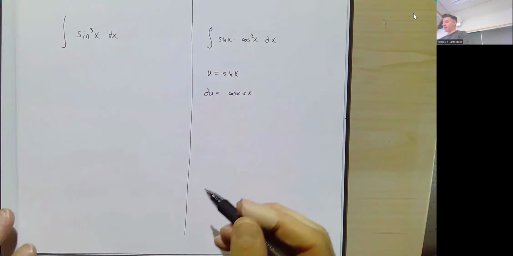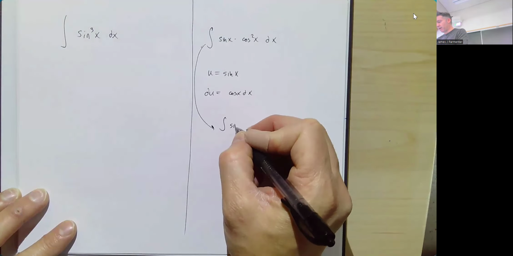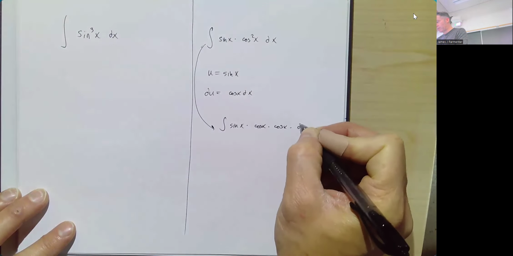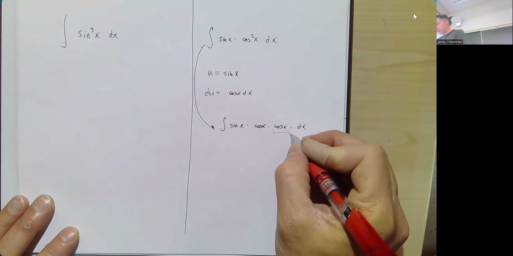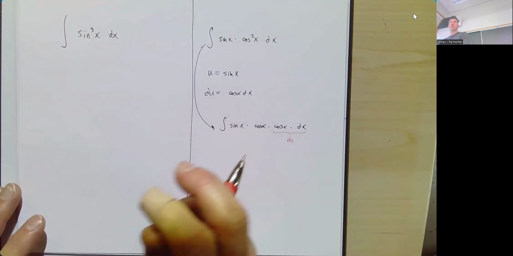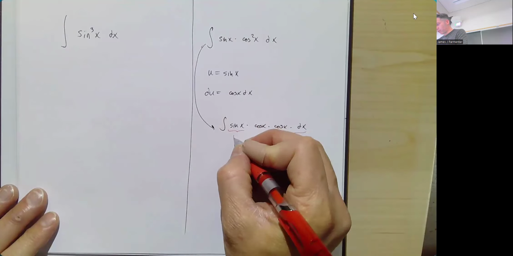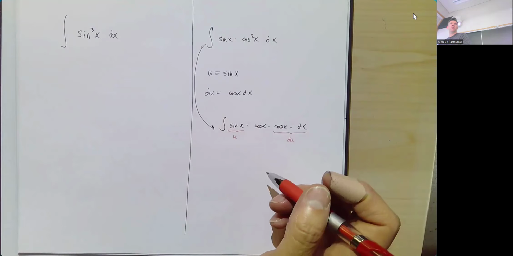And when I try to rewrite this, this is going to become the integral of sine of x times cosine of x times cosine of x times dx. It's cosine squared, it's cosine times cosine. I'm breaking this up so that we can see that one of these cosines gets soaked up by the du. Sine was our choice for u. And this extra cosine is problematic.